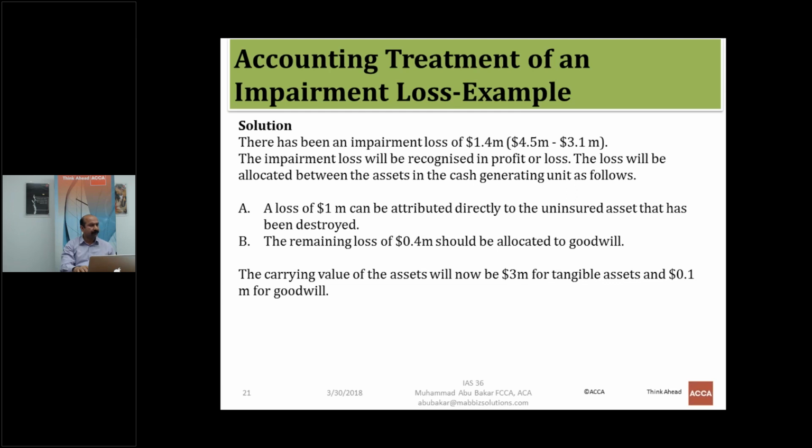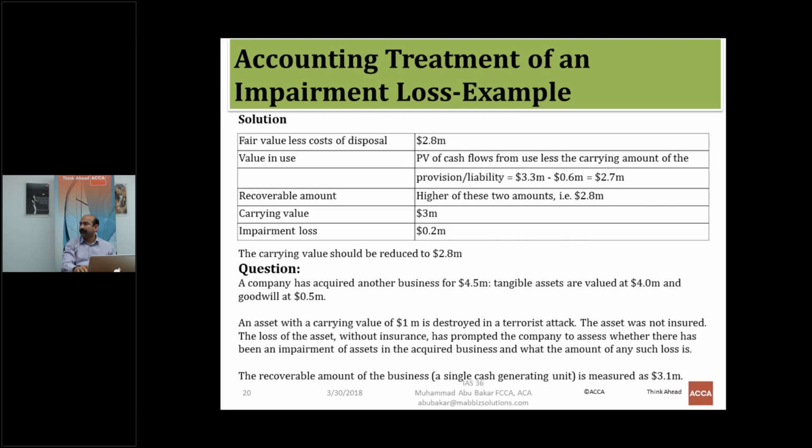Zishan Tour asking, is impairment the only way to de-recognize the asset if it is destroyed? Yes, if it is destroyed, then this will be de-recognized, of course. Can you re-explain the rule of the allocation of the impairment loss between the tangible assets and goodwill? Yes, I can repeat that rule.